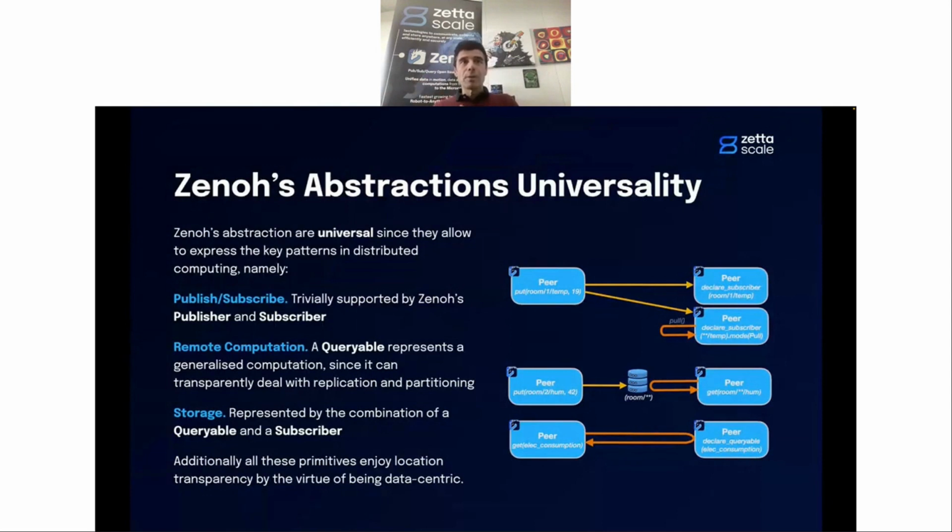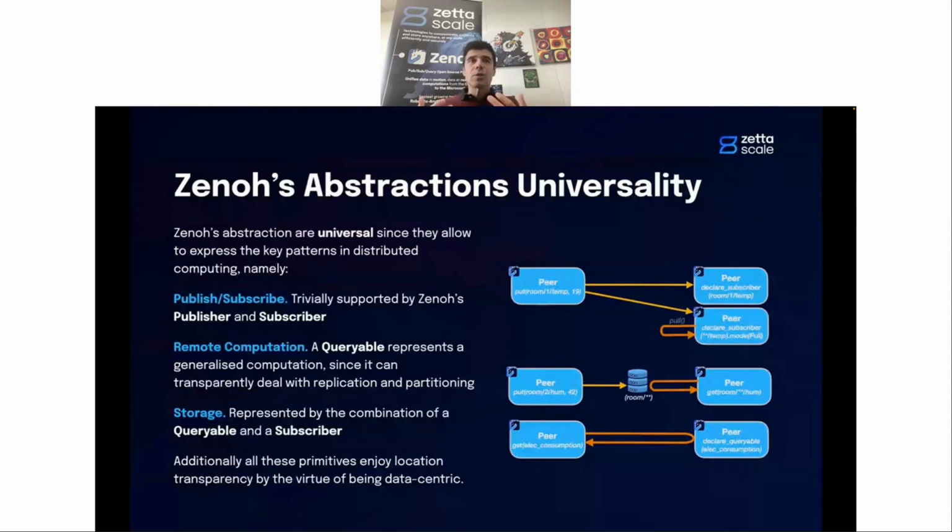But getting back to the Zenoh abstraction universality. In Zenoh, you have publish subscribe, that's trivially supported by the Zenoh publisher and subscriber. You have remote computation, right? Because a queryable can be used to represent a generalized computation, since it can transparently deal with replication and partitioning based on how you submit your query. But you will discover this in the next episode.